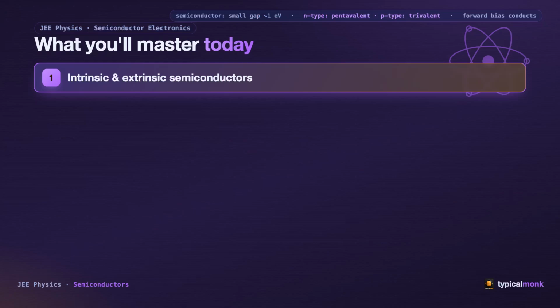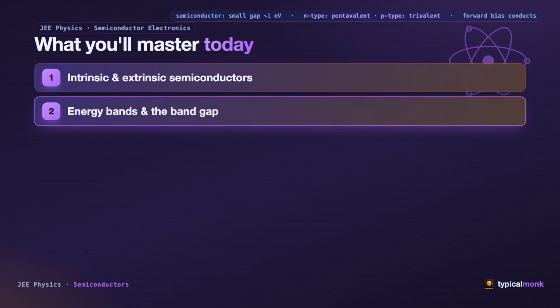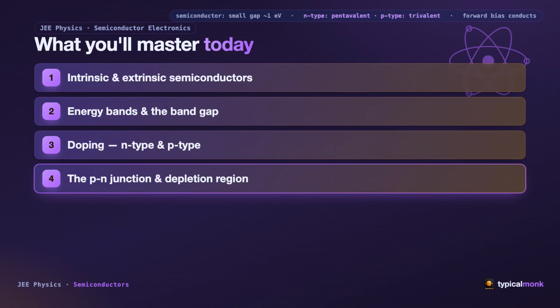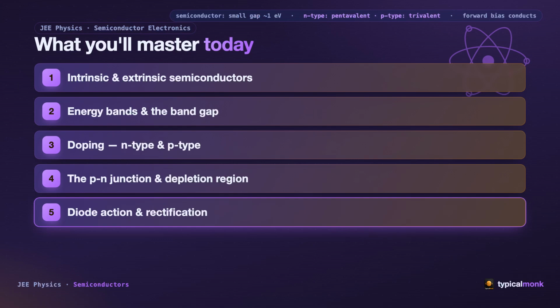Here is what you will master today. First, intrinsic and extrinsic semiconductors. Second, energy bands and the band gap. Third, doping, N-type and P-type. Fourth, the PN junction and the depletion region. And fifth, diode action and rectification, one idea at a time.